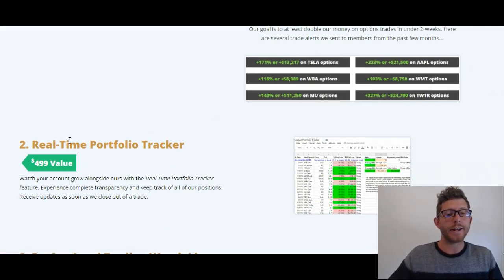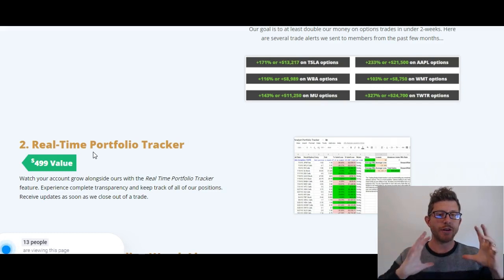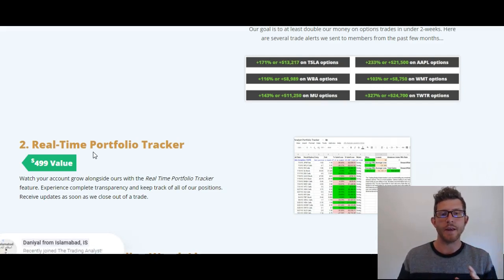The next thing you're getting access to is full access to that real-time portfolio tracker. I just showed you a little snippet of it. It shows all of our trades, entries, exits, and everything in between. And it also lists our open positions, which has the targets and stop losses listed there for your convenience.